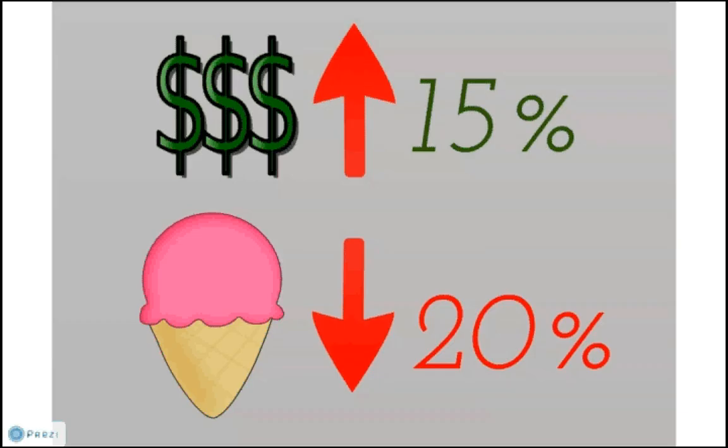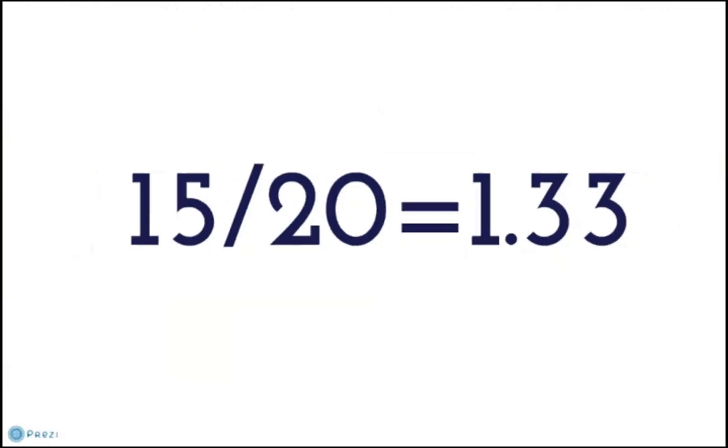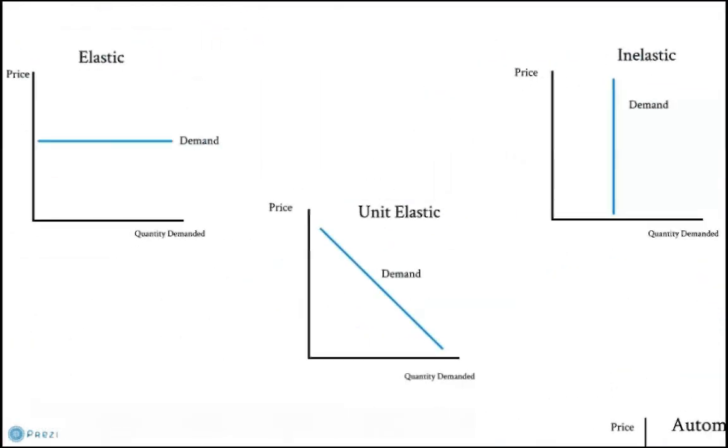So, let's use some example numbers. The price of ice cream rose by 15%, and the quantity bought fell by 20%. So, using the equation, we see that the price elasticity of demand is 1.33. Ice cream is elastic, because any good with an elasticity greater than 1 is elastic. Any good with an elasticity equal to 1 is unit elastic, and anything less than 1 is called inelastic.